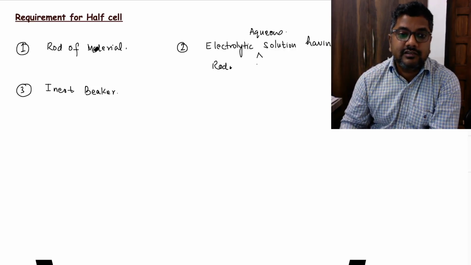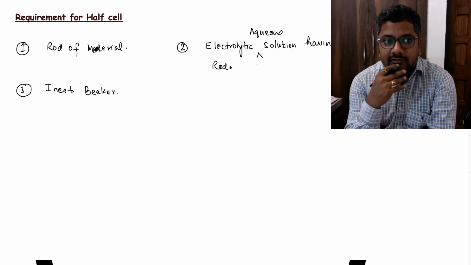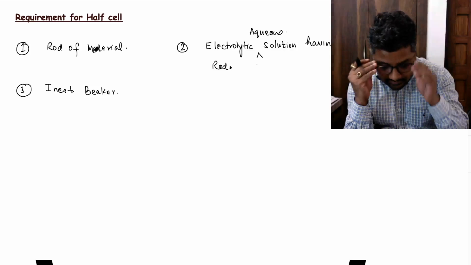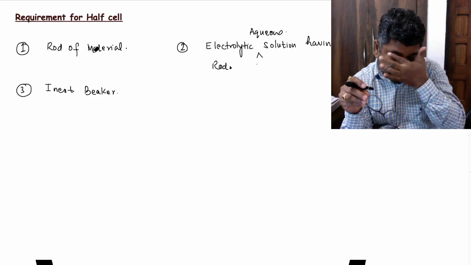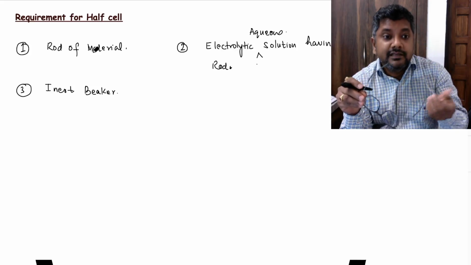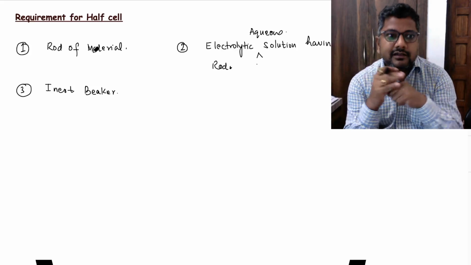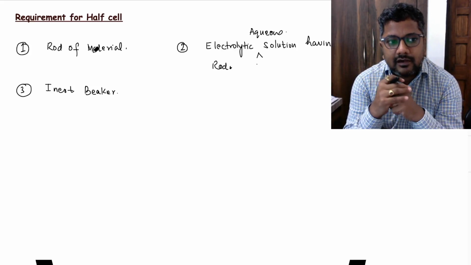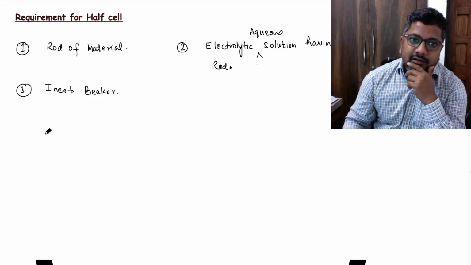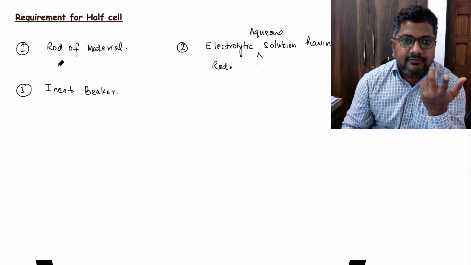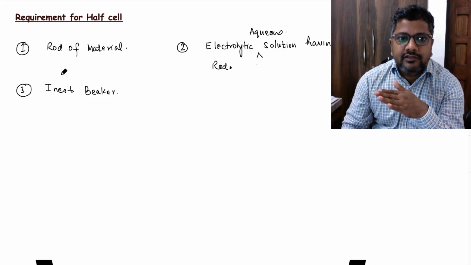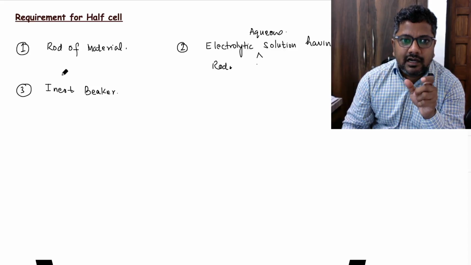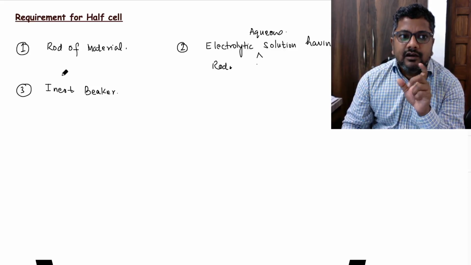You may ask the question, sir, if I want to prepare an electrode of a liquid material, then what will I do? How to procure this rod of the liquid? If I want to prepare an electrode of some gas, then how to prepare the rod of the material? One by one I am going to explain how to make a half cell of solid, of liquid, or of gas.